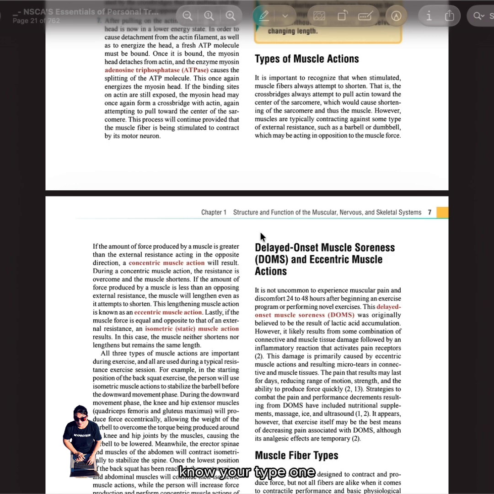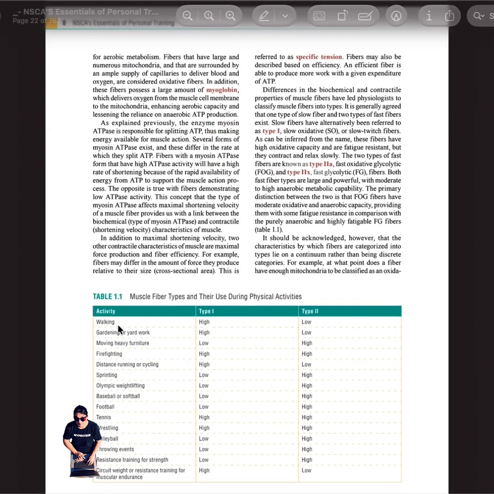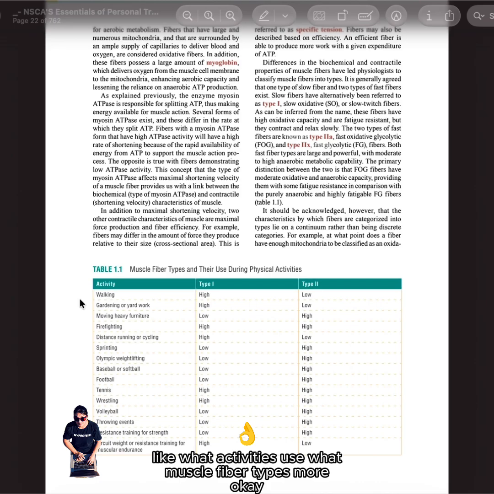Know your type 1, 2A, and 2X fibers. 1 is your slow twitch. 2A and 2X are your fast twitch. So muscle fiber types. So this talks about recruitment, essentially, like what activities use what muscle fiber types more.